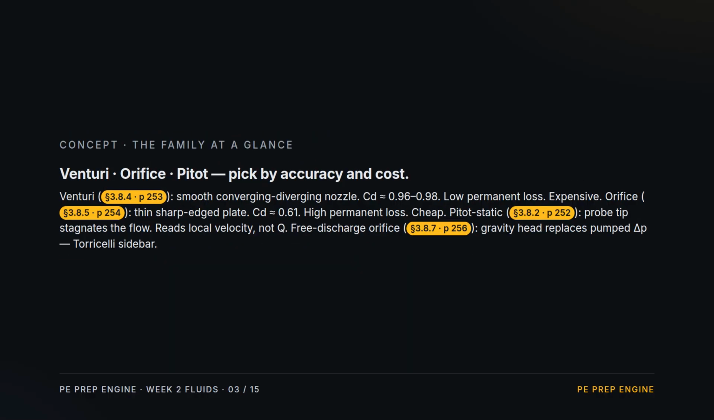The family. The Venturi, a smooth, converging, diverging nozzle. Discharge coefficient near 0.97. Very low permanent loss, but expensive. The orifice plate, a thin disc with a precision bored hole. Coefficient near 0.61. High loss, but cheap. The pitot static doesn't change the flow area at all. It stagnates the flow at the tip and reads local velocity, not total flow. And free discharge from a tank is the gravity-driven cousin, a sidebar later.